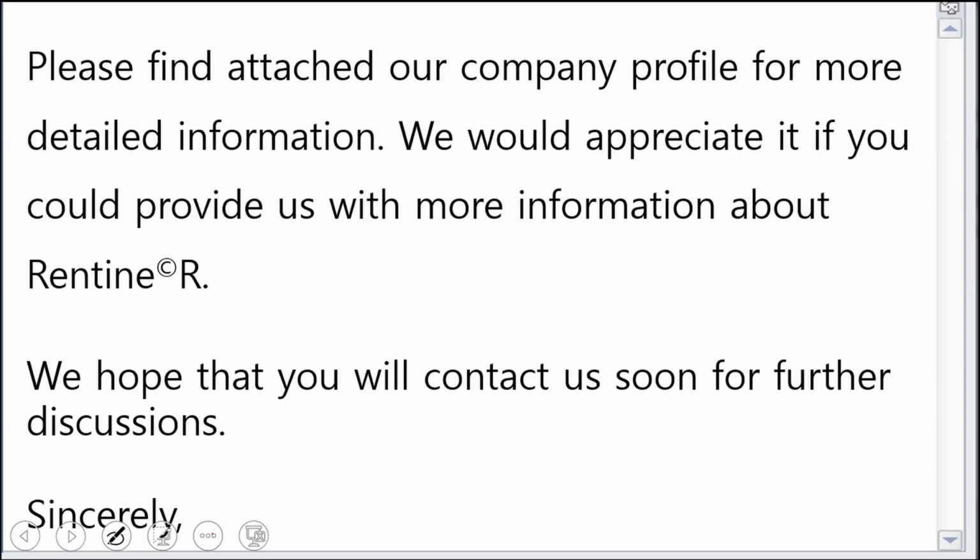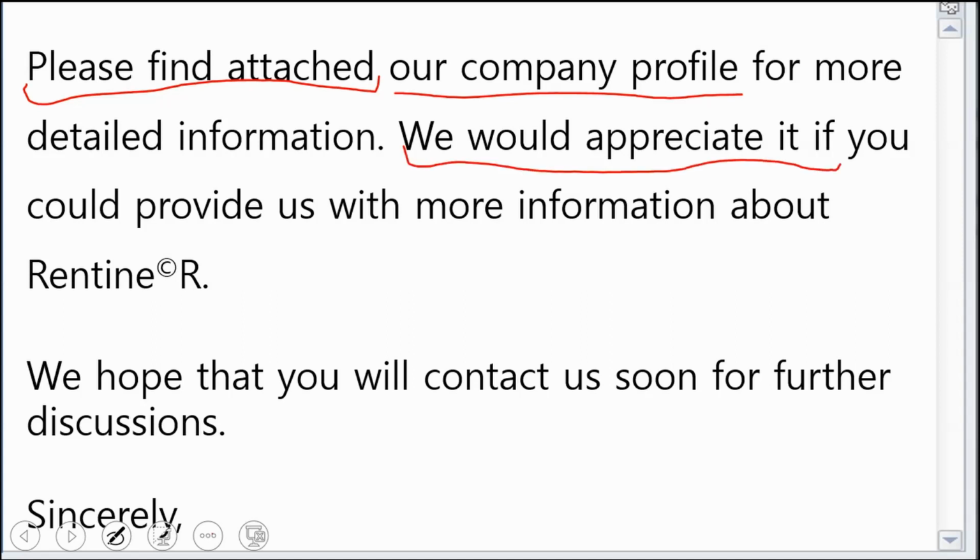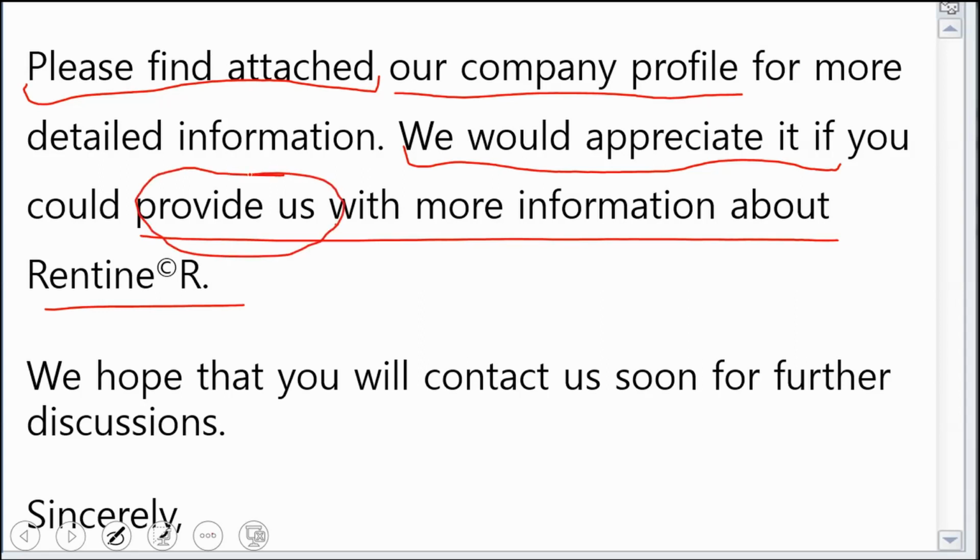Okay, the next slide, we want to start closing the email. We see, please find attached our company profile. And we've seen this expression before, please find attached. And what is it? Our company profile. Please find attached our company profile for more detailed information. We would appreciate it if you, again, another expression that we've seen before, we would appreciate it if, formal request, if you could provide us with more information about renting R. So we're also asking them to do something, to take some action. We would like them to provide us with something. Provide somebody with something else. In this case, more information about your product.